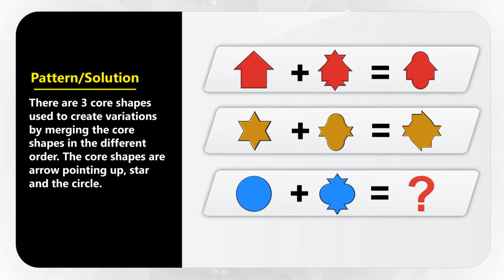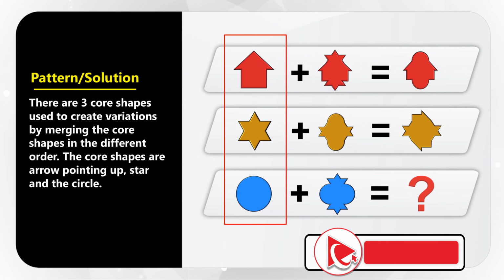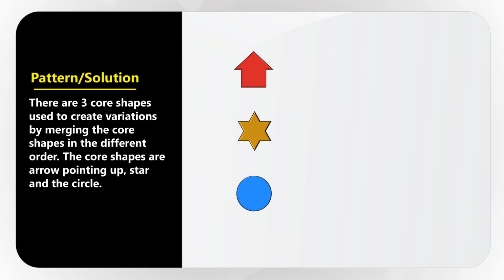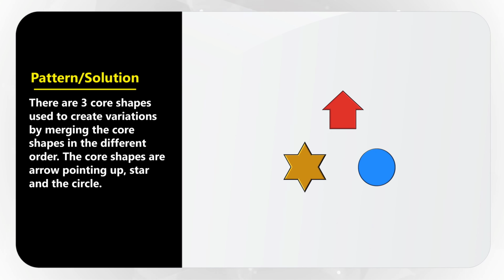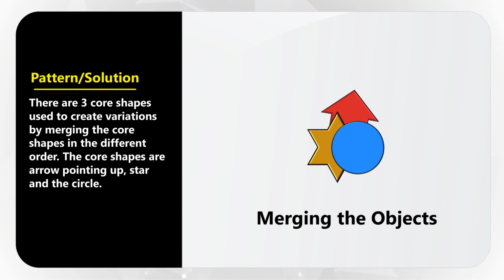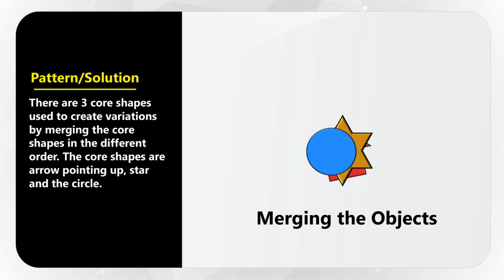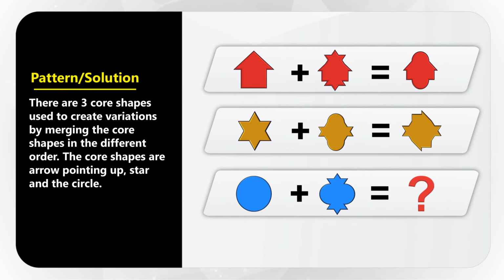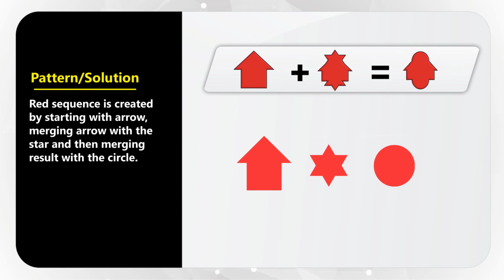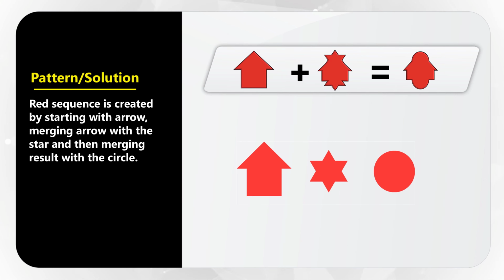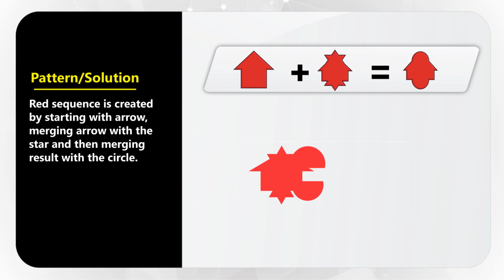And the pattern here is that there are 3 core shapes represented by objects in the first column. The core objects here are the arrow pointing up, the star, and the circle. And all remaining objects are just variations created by merging core objects into another object. Let me demonstrate by starting with the red sequence. The red sequence is created by starting with the arrow, merging the arrow with the star, and then merging the result with the circle.